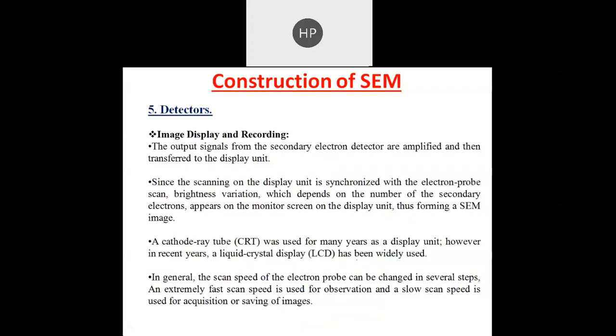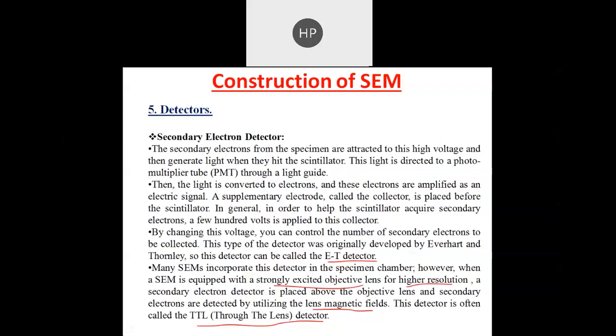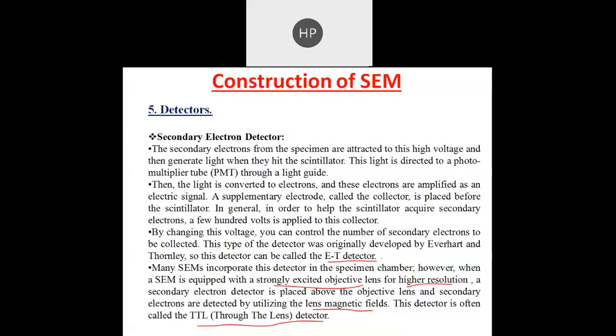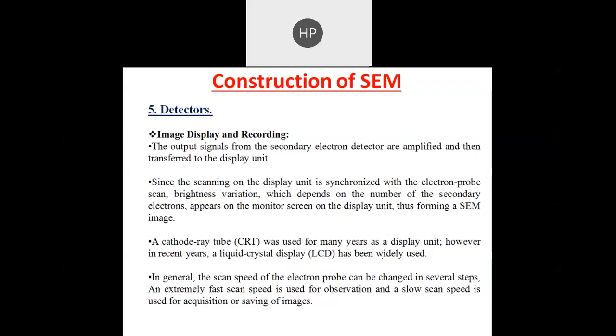The output signal from the secondary electrons is amplified and then transferred to the display. Okay, so whatever these electrons are, the amplifier amplifies them and then transfers them to a display unit. Since the scanning on the display unit is synchronized with the electron probe scan, brightness variation, which depends on the number of secondary electrons, appears on the monitor screen of the display unit, thus forming the SEM image. Okay, so by collecting all this, the SEM image is generated.